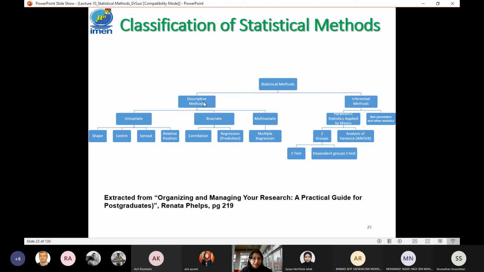Basically you have descriptive methods and you also have inferential methods. If you're dealing with a descriptive method, you can have one variable. When you have one variable, you can look at the shape, the center, the spread, and the relative position. If it's bivariate, there are two variables, and you can look at correlation and also regression or prediction. If it's multivariate, you can use multiple regression. For inferential methods, you can have parametric statistics applied to means, where there are two groups, or also ANOVA.